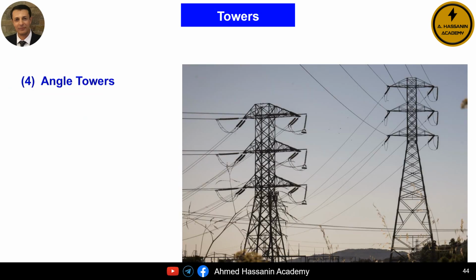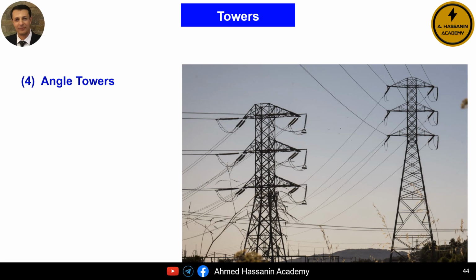Now let's talk about angle towers. Definition: angle towers are special types of transmission line towers that are used when the transmission line needs to change direction. This could be a horizontal turn, like turning left or right, or a vertical change, such as going up or down over hills or uneven terrain.